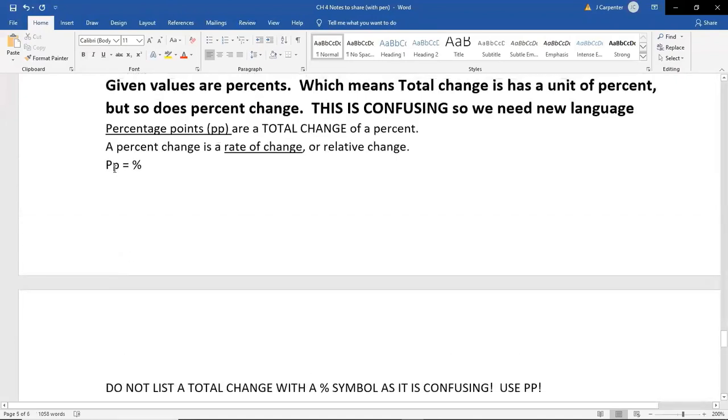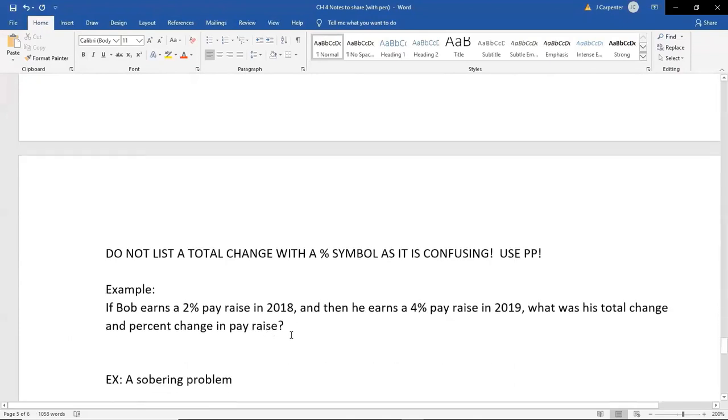Total change, PP, not the percent symbol. Total change, use PP. Now don't go back to 4.3 and start doing this, because in 4.3, the data given to us were not percents. They were apples, they were oranges, they were salaries, they were people. This is an example of data being given to us as percentages.